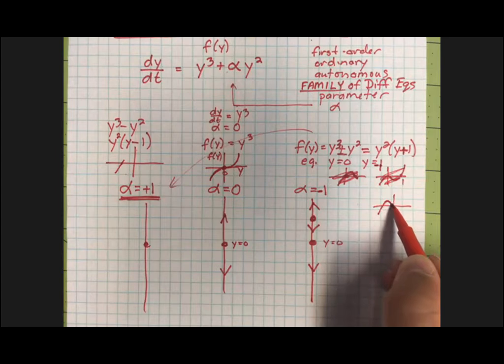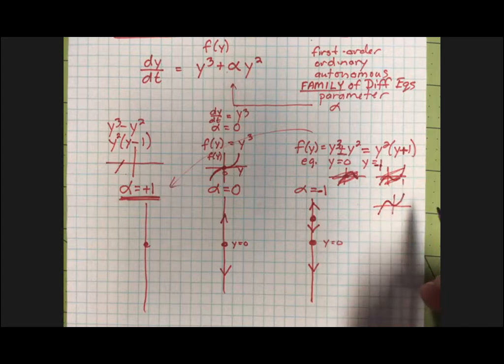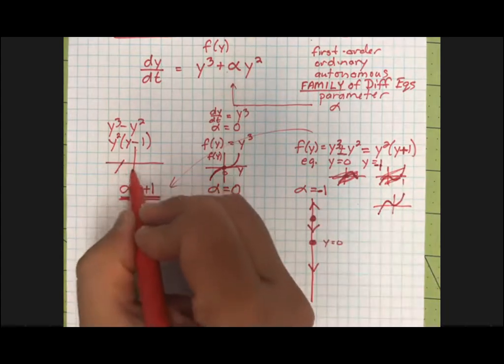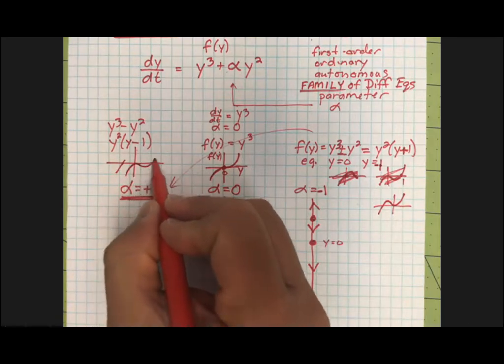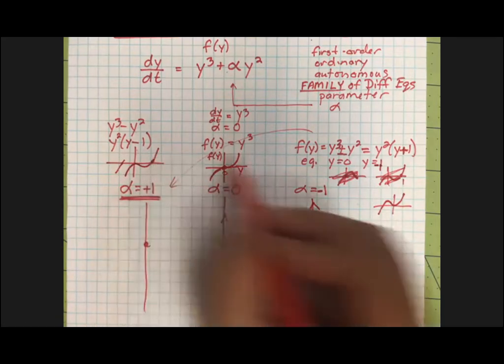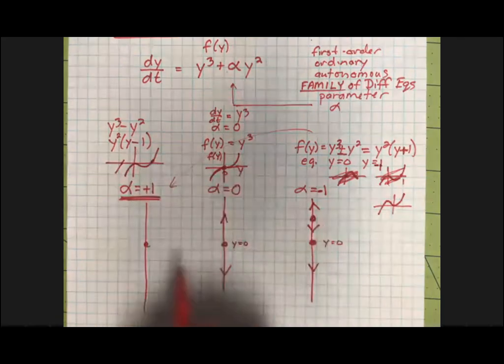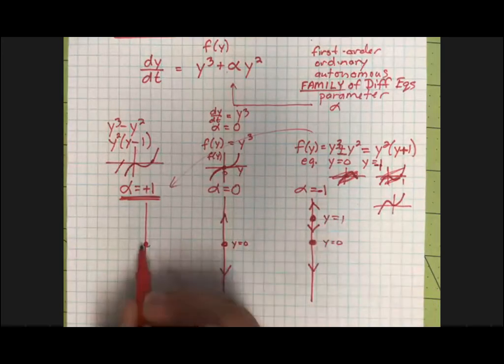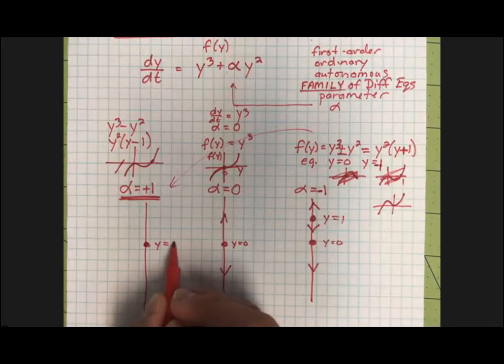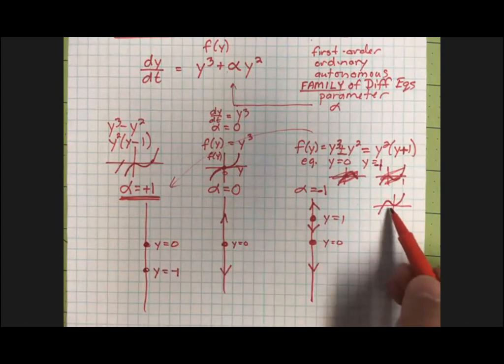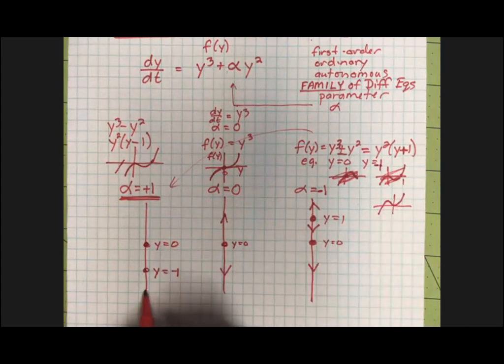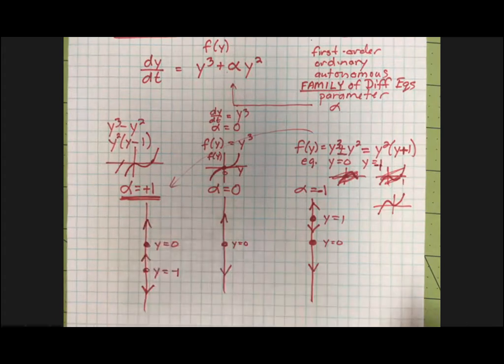Crossing at minus one, kissing at the origin. This graph would look like kissing at the origin, crossing at one. Both graphs go up above eventually. So this is y equals one, this is y equals zero, this is y equals minus one. And what does this graph look like? Negative, positive, positive, negative below minus one, positive, positive after.